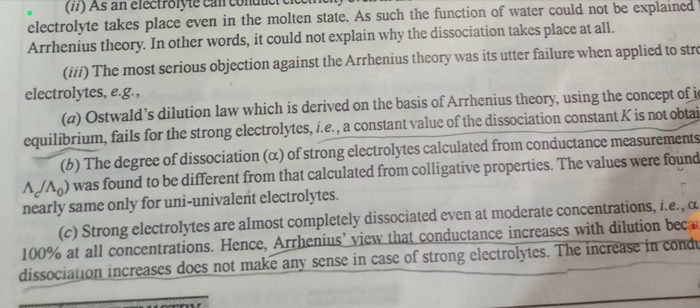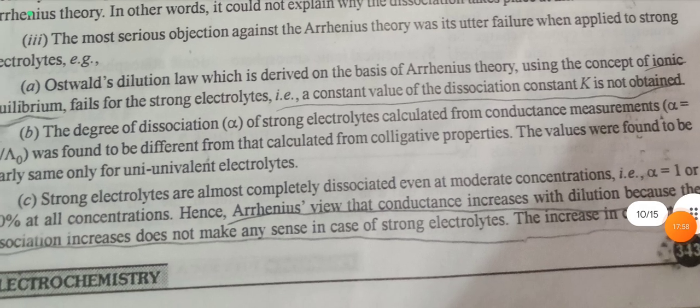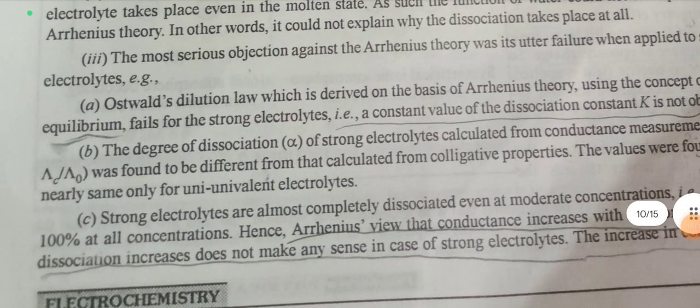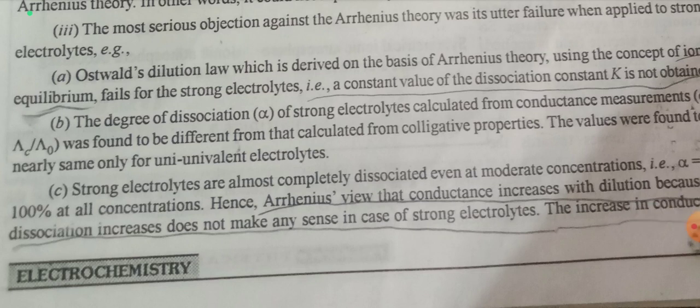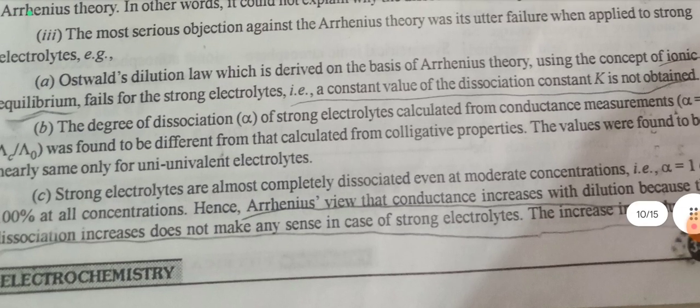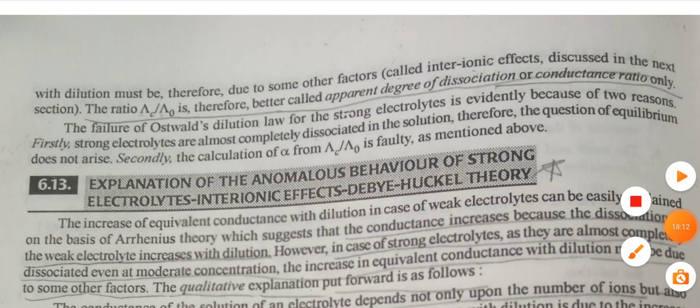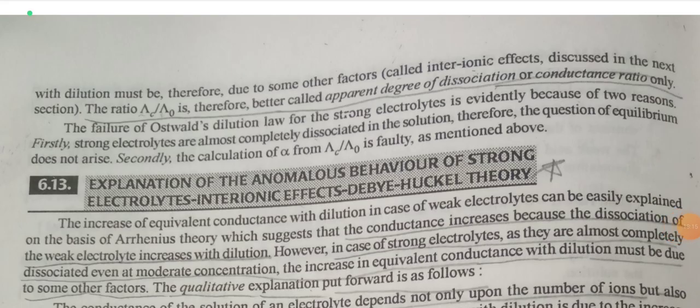Strong electrolytes are almost completely dissociated even at moderate concentration, that is, alpha equals 1 or 100% at all concentrations. Hence, Arrhenius' view that conductance increases with dilution because the dissociation increases does not make any sense. In the case of strong electrolytes, the increase in conductance with dilution must therefore be due to some other factor called interionic effect, discussed in the next section. The ratio lambda C by lambda naught is therefore better called apparent degree of dissociation or conductance ratio only.